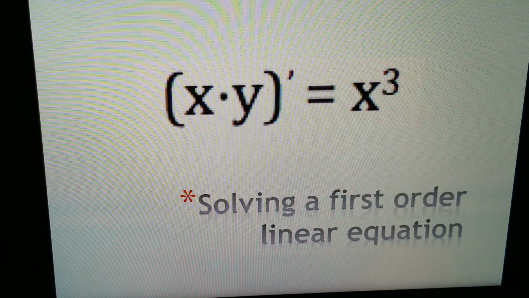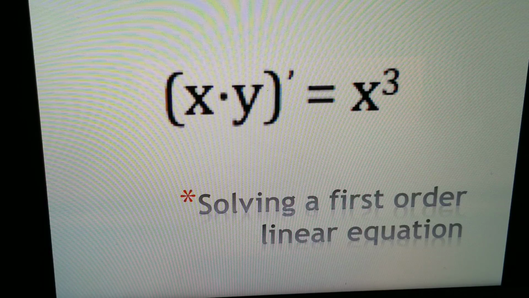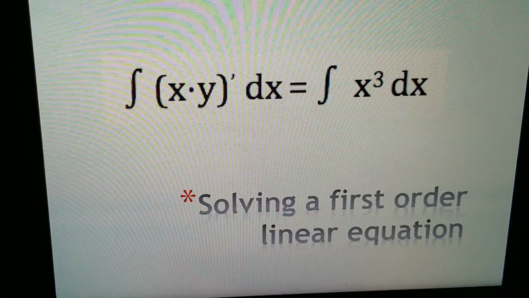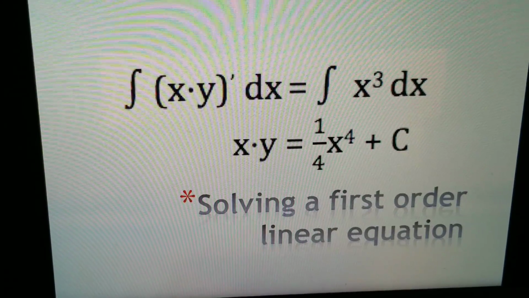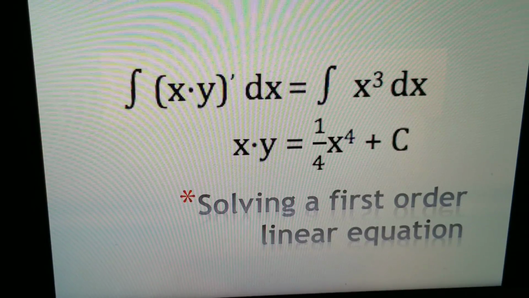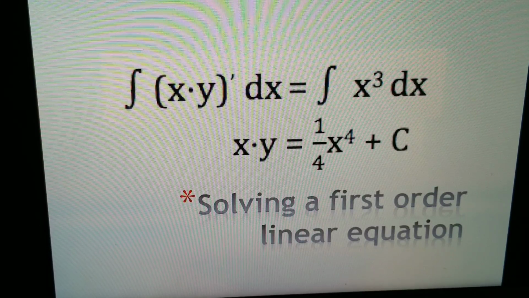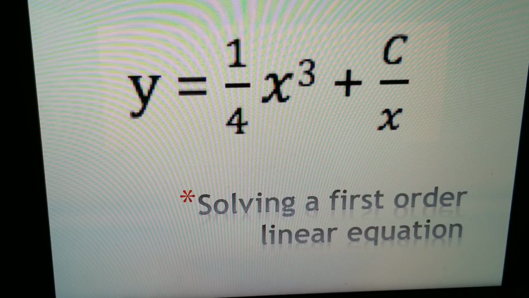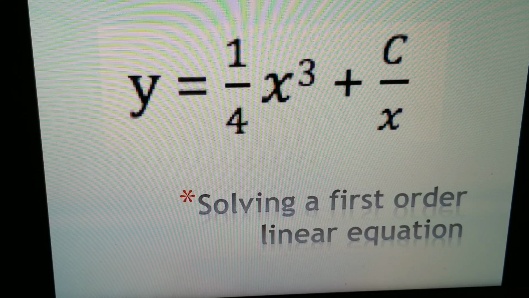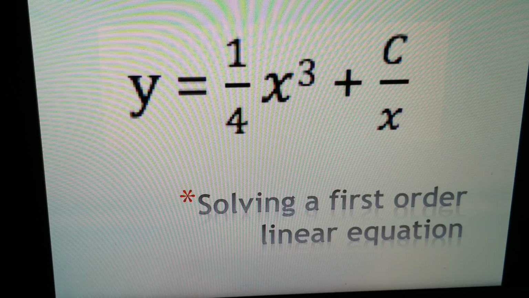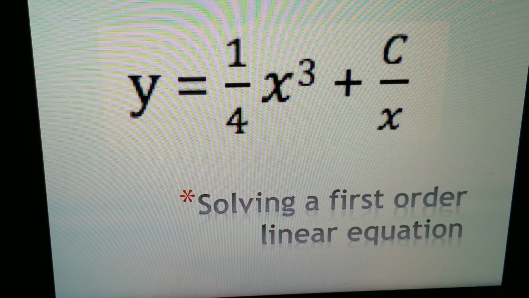Now, to undo this product rule on the left-hand side, we're going to want to integrate both sides of the equation. After solving the integrals, we're left with the undone product rule and 1/4 x to the 4th plus an arbitrary constant c. To isolate y, we just divide by x on the other side of the equal sign, leaving us with 1/4 x cubed as our particular solution and c over x as the homogeneous solution, leaving us with our final equation for y. To check this, just plug it back into our first equation that we started with.